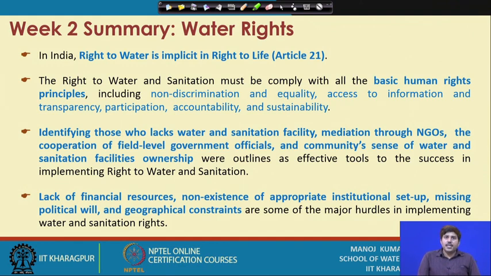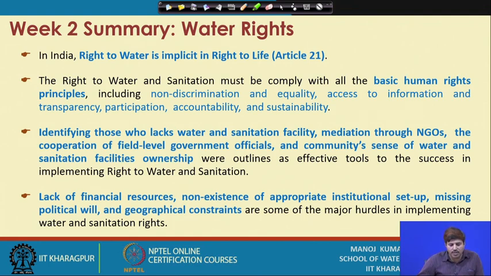The right to water and sanitation should comply with all basic human right principles, which are non-discrimination and equity, access to information and transparency, participation of the various stakeholders, accountability and sustainability. So, these were the various principles for any human right, and the right to water and sanitation should follow these as well.